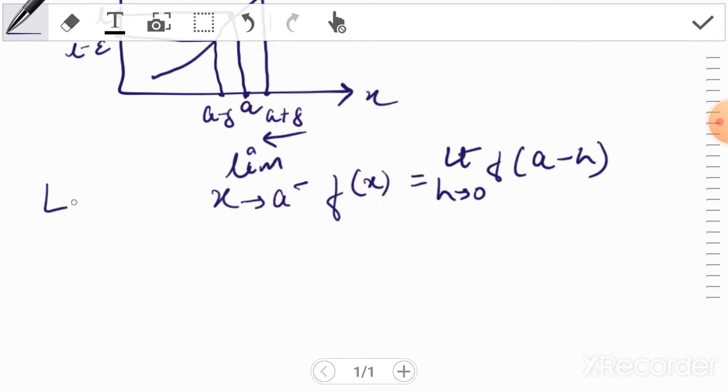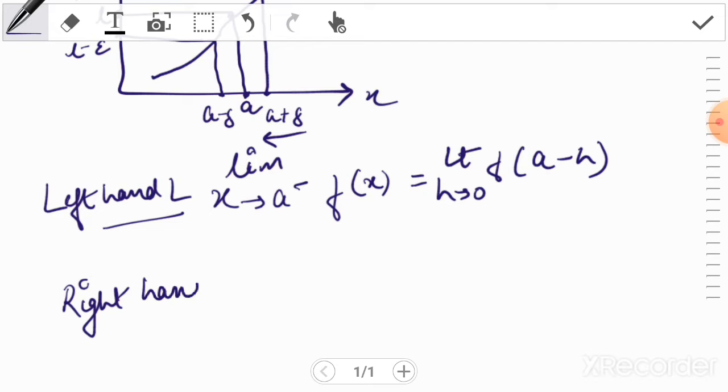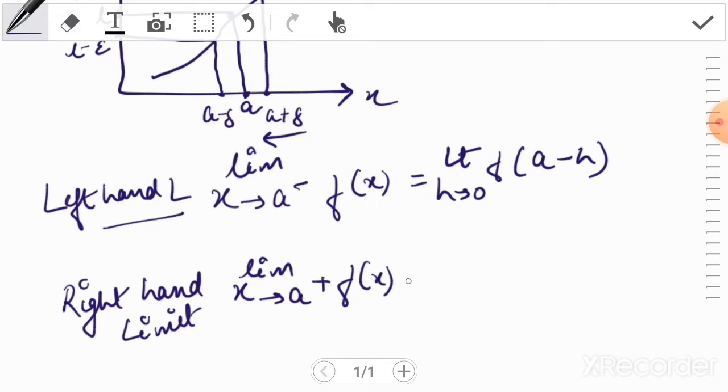So this is left hand limit and right hand limit: limit x tends to a plus f(x) is equal to limit h tends to 0 f(a plus h).